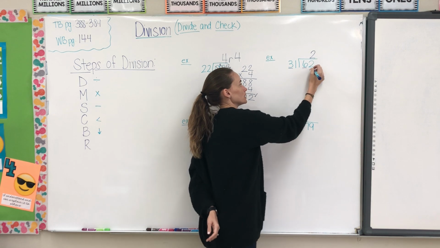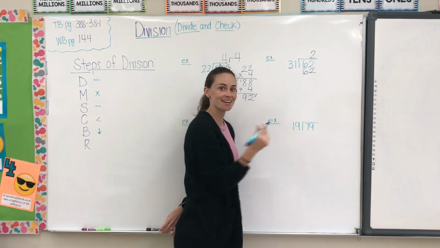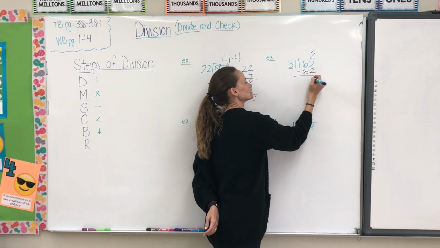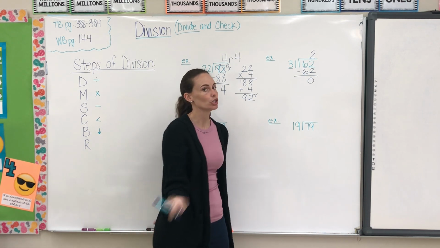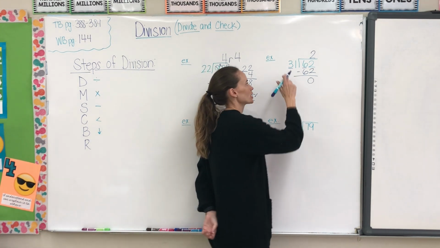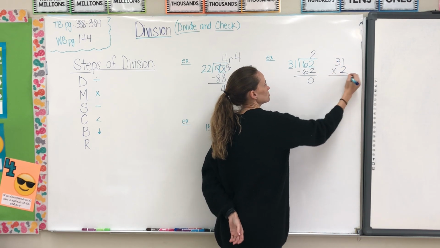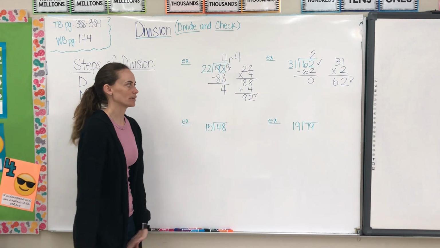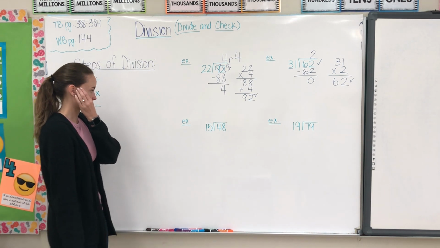2 times 1 is 2. 2 times 3 is 6. Same thing, 62. Now we subtract. We get 0, right? Nothing to bring down, no remainder. So we check. 31 times 2, 62 and 62. It goes in evenly, we have no remainder left. Okay, let's do another one.